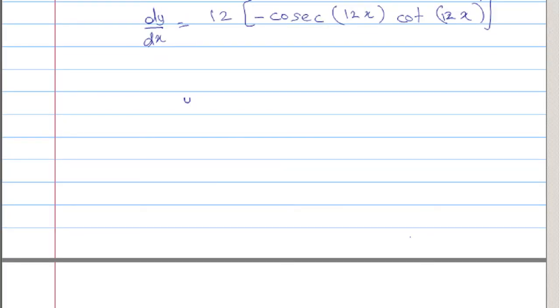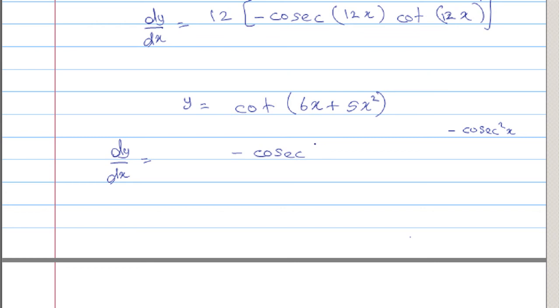Okay, and then let's just, for completeness, do the cot x as well. So let's take y equals cot of, I'll take 6x plus, let's say, 5x squared. The derivative of cot x is minus cosec squared x. So dy over dx will be equal to minus cosec squared of whatever this function is. So instead of x, I put 6x plus 5x squared. And then I've got to multiply this by the derivative of the inside part, which will be 6 plus 10x.